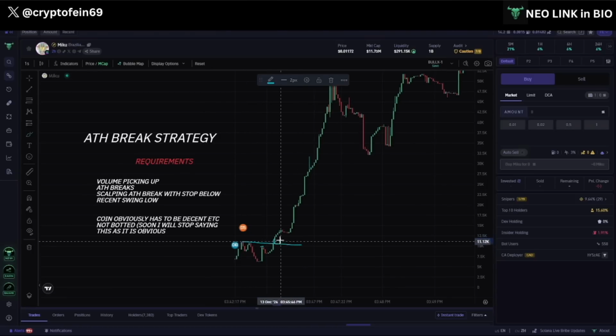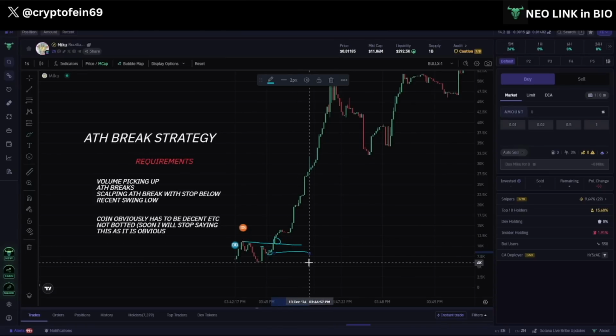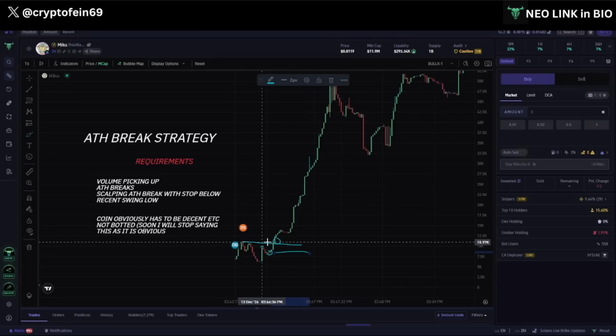So on this candle, you should be buying, and your stop loss should be right there, okay? So you're buying approximately 11K, 11-ish, and your stop loss is 8.5K. You're only risking 20, 30%, guys, okay? And if it goes down past here when it breaks the all-time high, it's going to zero anyways, okay? You're saving yourself the money.